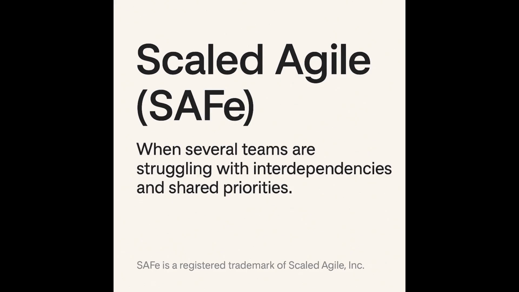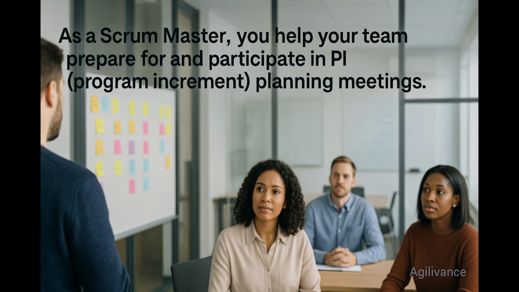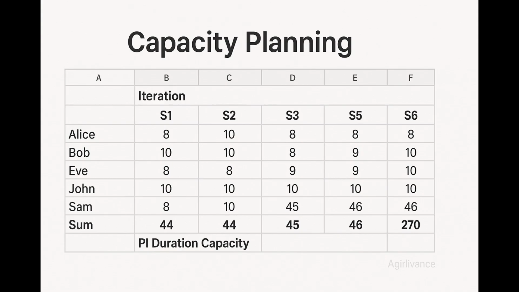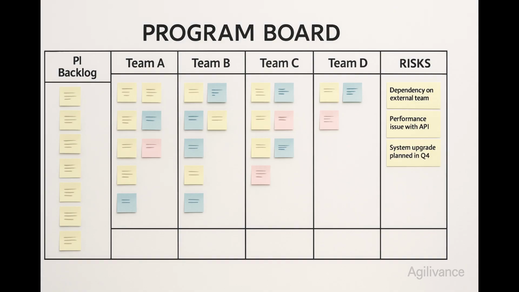We also connect this sprint-level work to a scaled Agile view. When several teams are struggling with interdependencies and shared priorities, organizations often move to a scaled Agile model so teams can plan and execute together. As a Scrum Master, you help your team prepare for and participate in PI, program increment, planning meetings, bringing your team's capacity and backlog, mapping dependencies on a program board, capturing and ROAMing risks and follow-up actions, and supporting your team during execution across the program increment. This gives you a bigger picture view of how your team's sprint fits into a wider product or program.